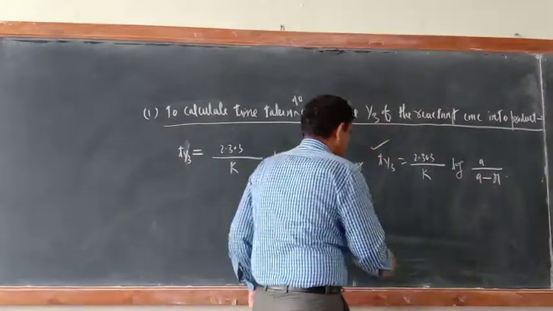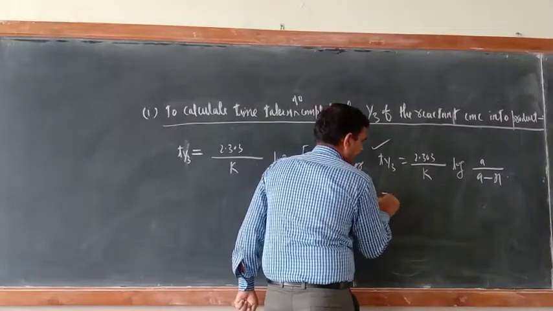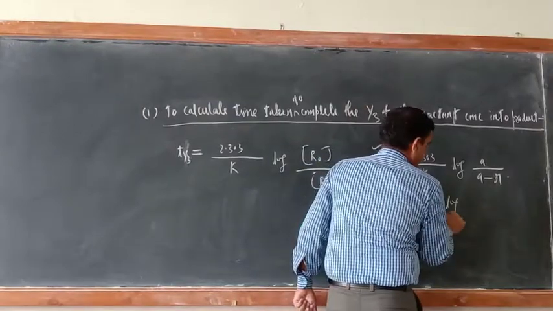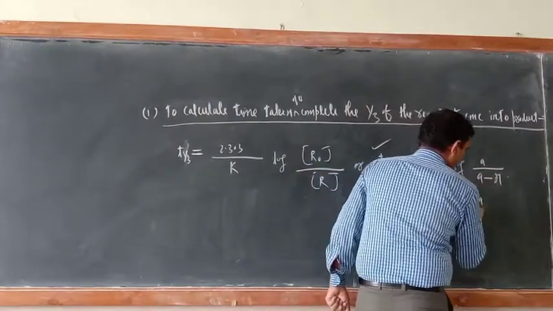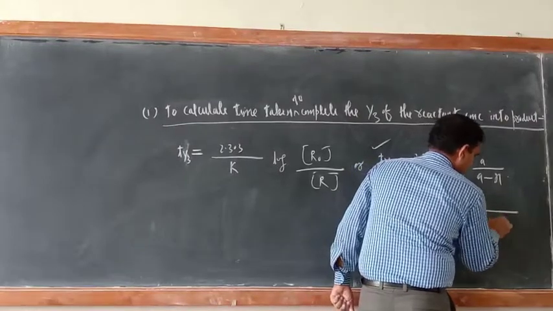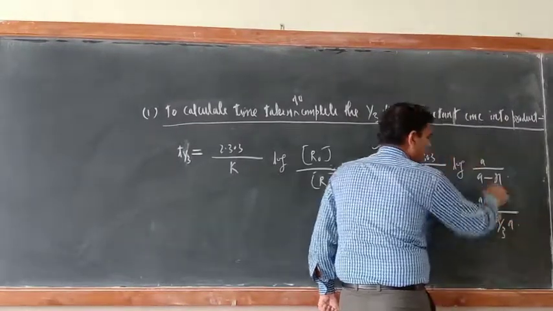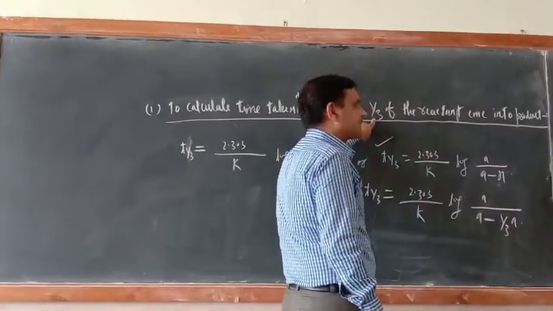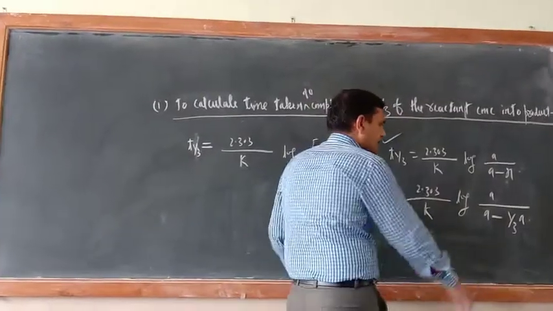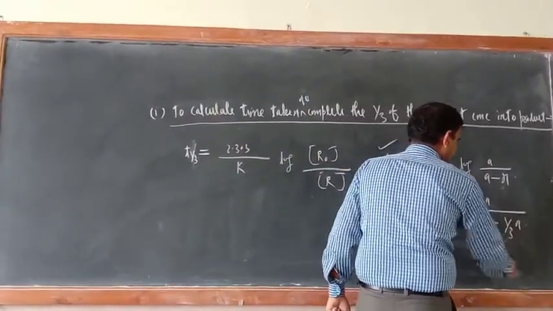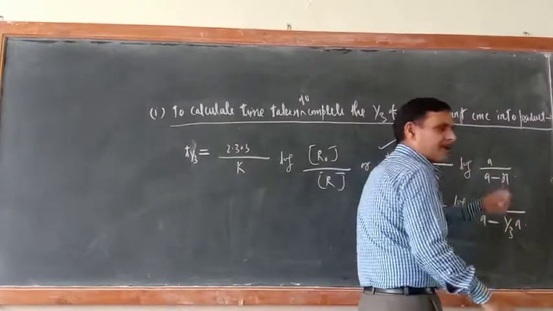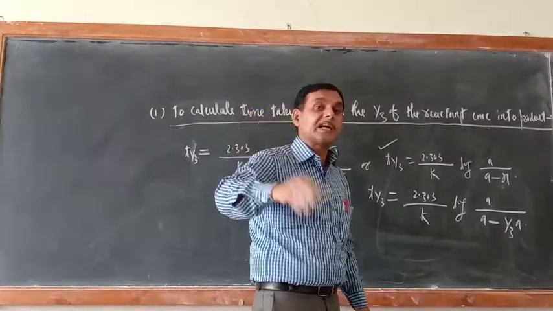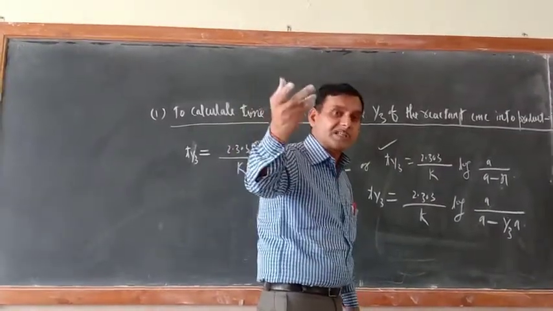So just see here, t 1/3 equal to 2.303 divided by K, and here log A, and here A minus 1/3 A. What is X here? 1/3 of the reactant concentration gets completed into product, so we should write here 1/3 A. A is the initial concentration that must be there. What is the meaning of 1/3? 1/3 of the reactant concentration gets completed into product from its initial concentration.